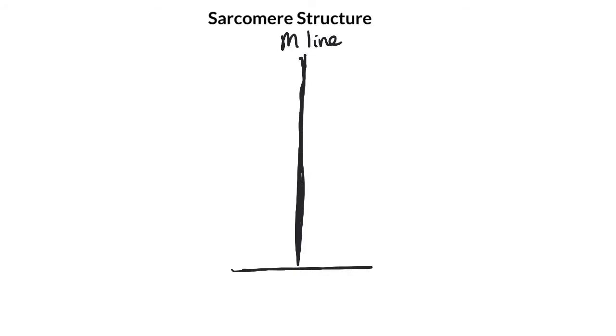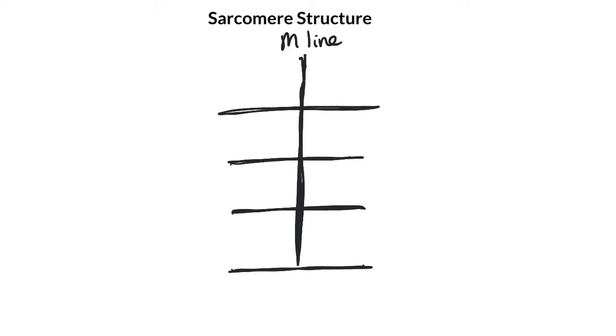Start in the middle. So this structure here, this is going to be the middle of our myosin. And this structure is the M line. So the M line is the middle of the myosin. It's also the middle of the sarcomere. Branching off of our M line are going to be myosin fibers. Okay, so notice the myosin is braced in the middle of our sarcomere on either side of this M line.